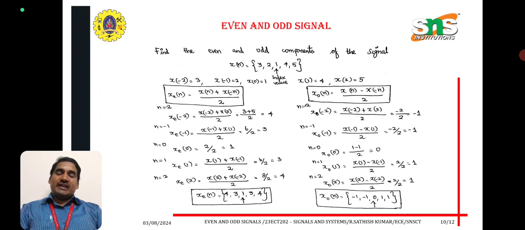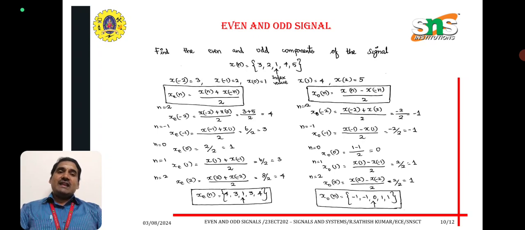Therefore, n is equal to -2 means x of -2 plus x of 2 divided by 2, which gives 3 plus 5 divided by 2, 8 by 2, we get 4. N is equal to -1 means we get 3. N is equal to 0, 1. N is equal to 1, 3. N is equal to 2, we get 4. Therefore, x even of n is equal to 4, 3, 1, 3, 4. The 1 represents the index value.